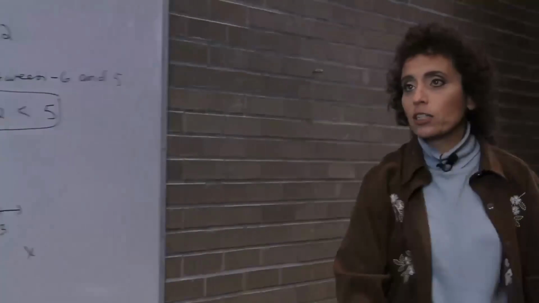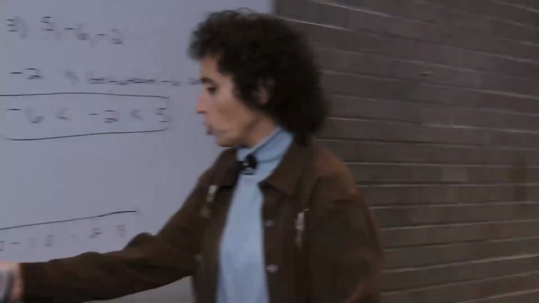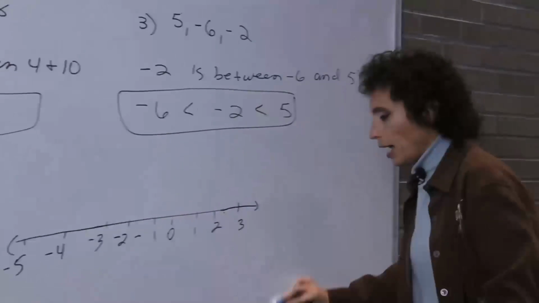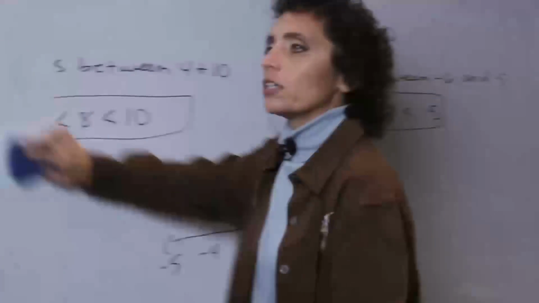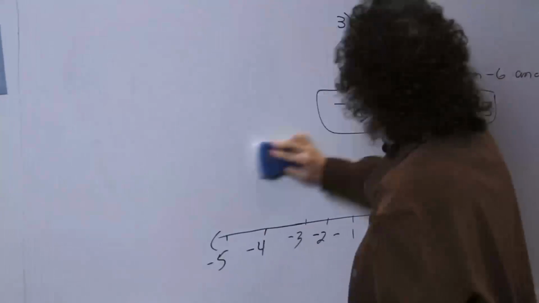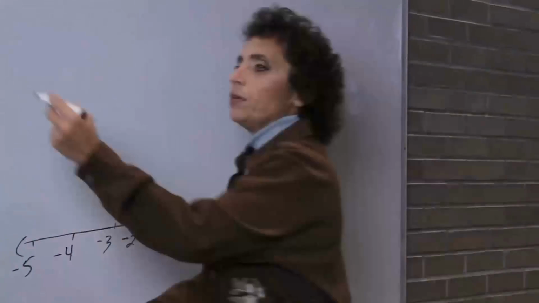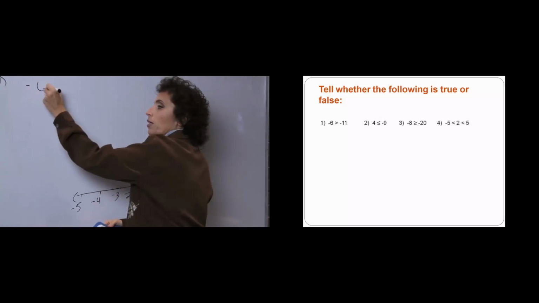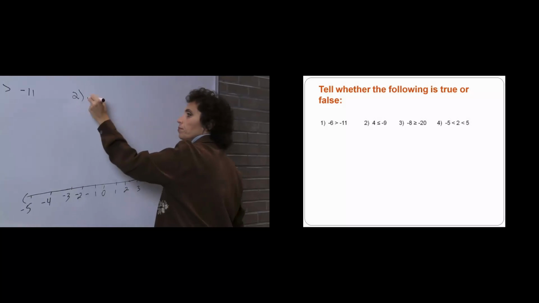Okay, so let's take a look at the following. The next set of examples, make sure you understand this number line and the integers and how numbers are related. So let's take a look at this. Tell whether the following is true or false. And you're going to have time for a second to do these, and then we'll see how you did. They're in your workbook.